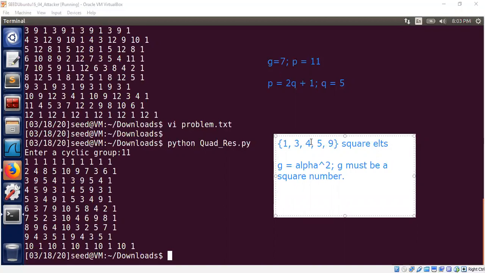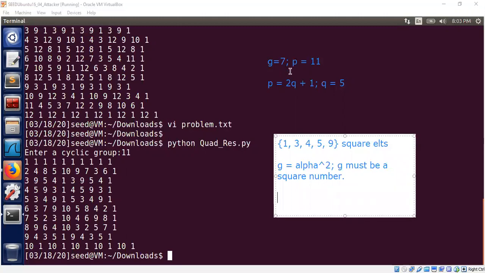Okay, so each and every element must be a square number. So the subgroup that we will work with, actually A, is nothing but all the elements that are square elements. Okay, so the subgroup actually is made of 1, 3, 4, 5, 9 only. Those are the subgroups that we will work with.